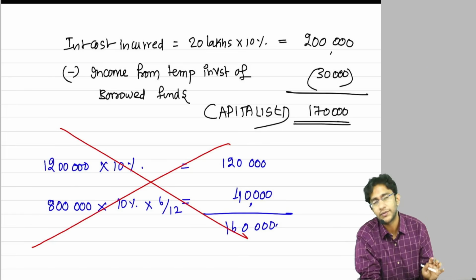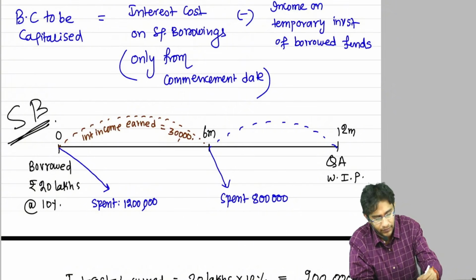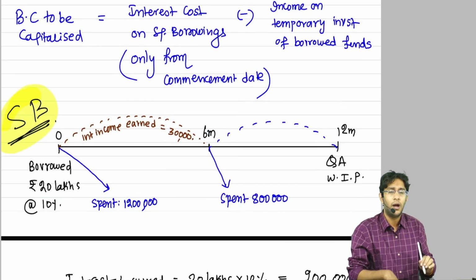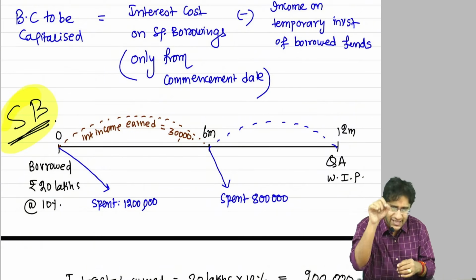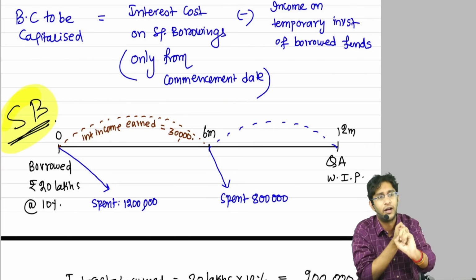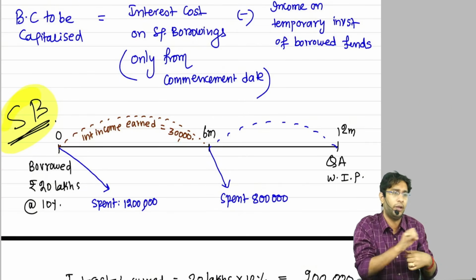Why this is wrong is, the borrowing I made is not some general borrowing. It is specific borrowing. What's the meaning of specific borrowing? For this asset only I made that borrowing. If this asset was not there, a borrowing would not have been there. That sort of direct relationship. So how much you spent on what date is irrelevant for me.